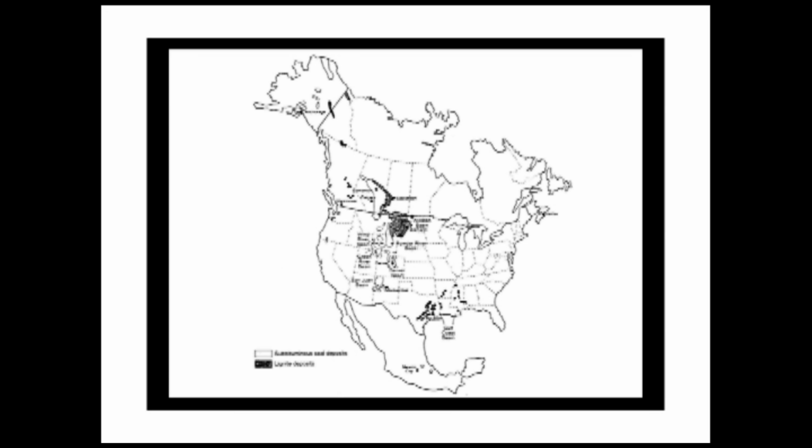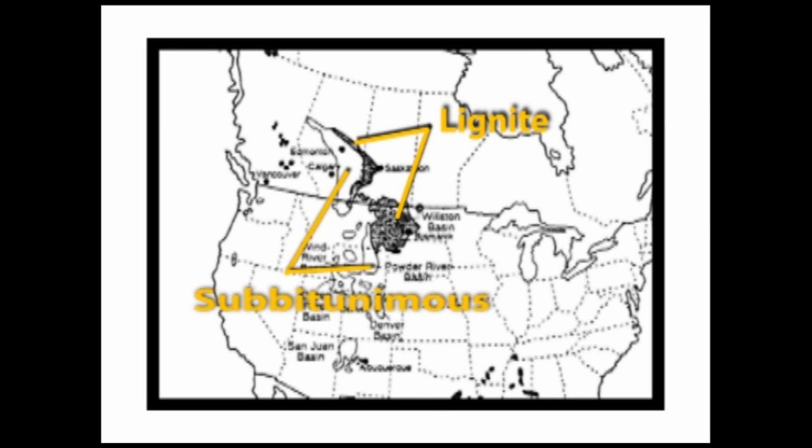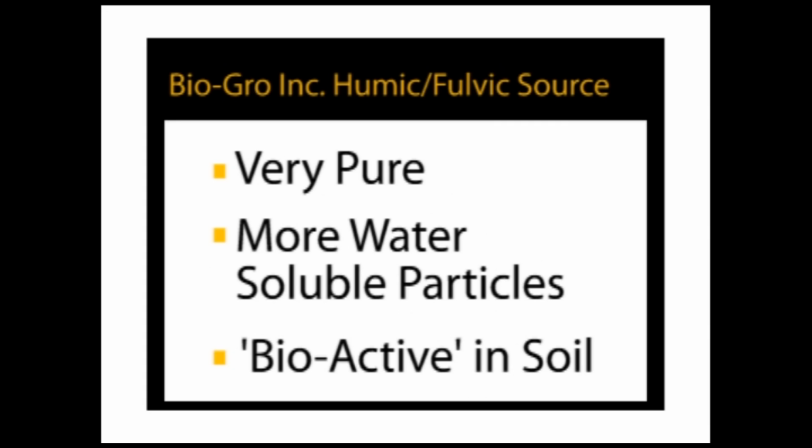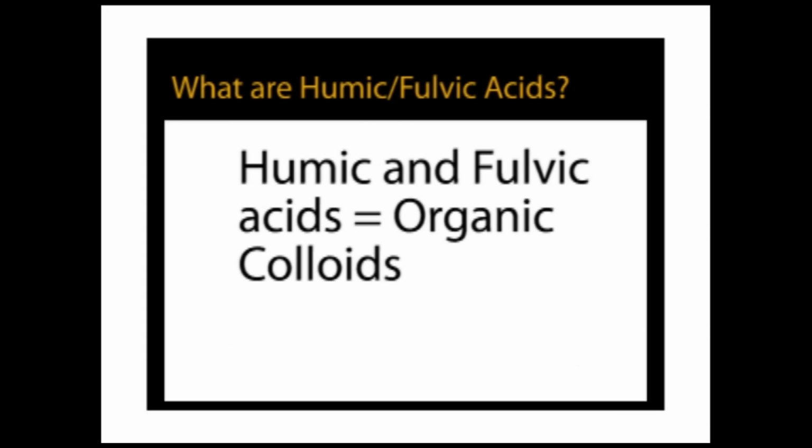Here is a map of all the major coal areas of Canada and the USA. You can see two different coal beds. One is the lignite coals and the other is the subbituminous coal beds. The overburden we use comes from the Edmonton, Alberta, Canada area. It is very pure and has a large part of the smaller, more water-soluble humic fulvic molecules and is more bioactive in the soil.